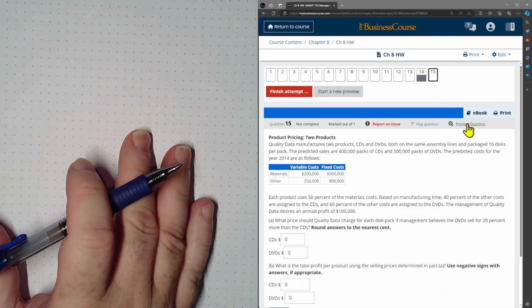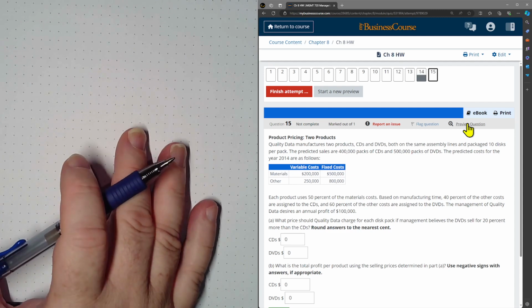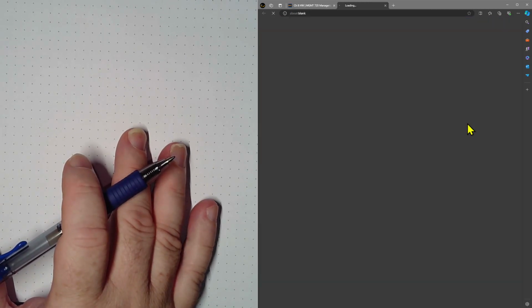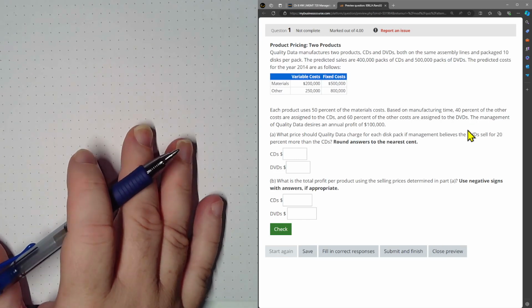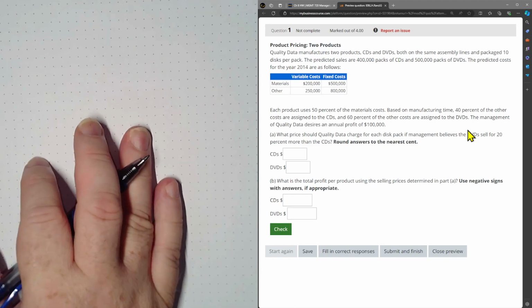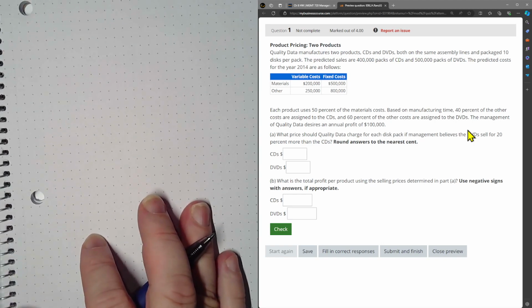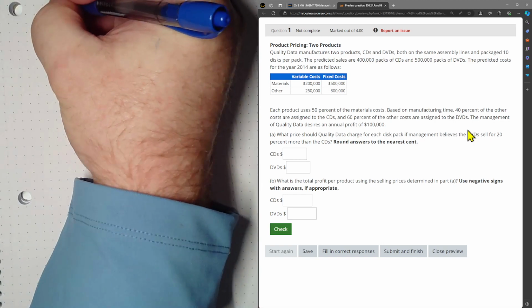The last one is a two-product question, and there's actually a lot of work that can be done in this. And higher accounting majors will do a lot of work on this, but for you, I just want to do kind of a basic one. So here, we've got two products. Find out where I am. There we go. So number 15.